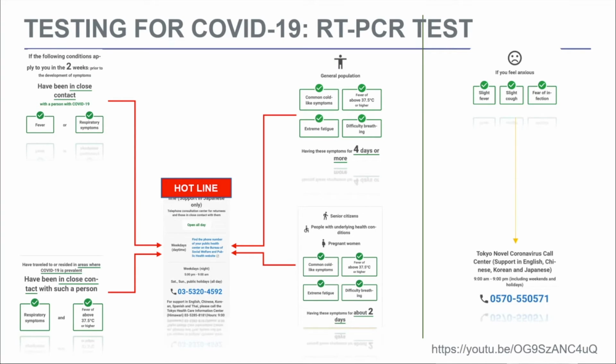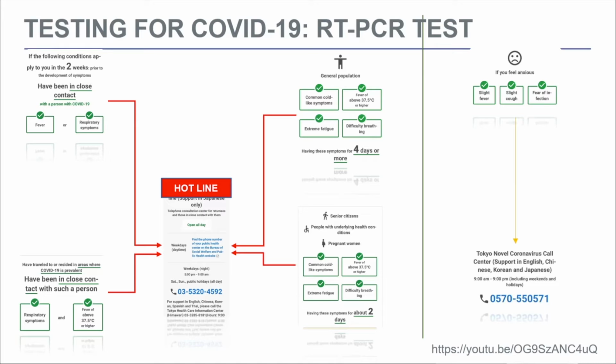Now, generally, that PCR testing is done under some criteria, like if this fever is there above 37.5 degrees for 4 days, and if you have these respiratory symptoms or fatigue, they would do the testing. But if you're an elderly person or if you're a pregnant woman, even if this is there for 2 days, they would enroll you for a PCR test. And this hotline will take you to this health center, which actually then takes you to the next step for the PCR testing, and your PCR testing would be done.